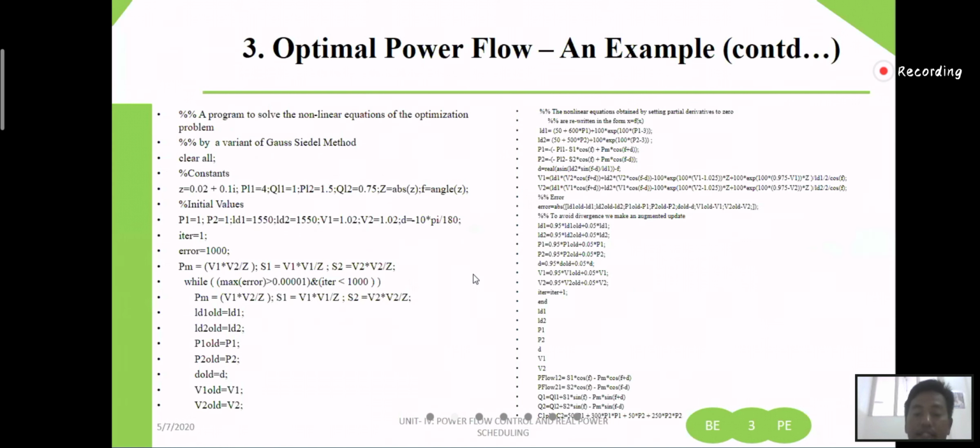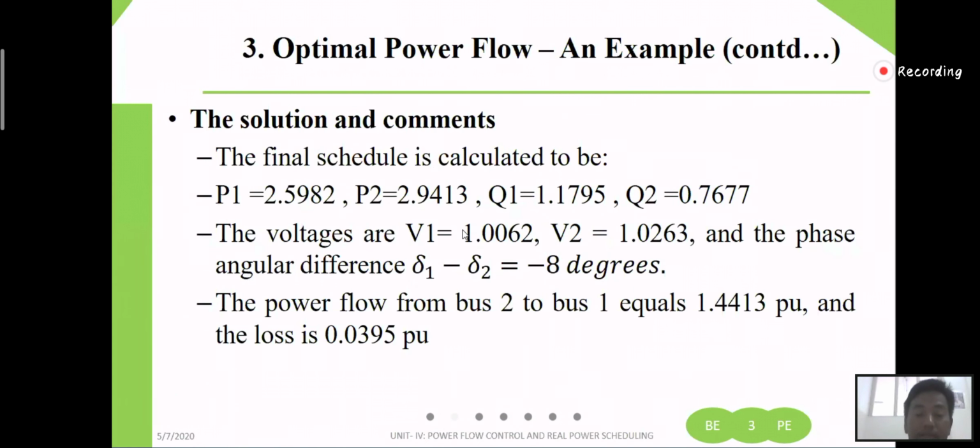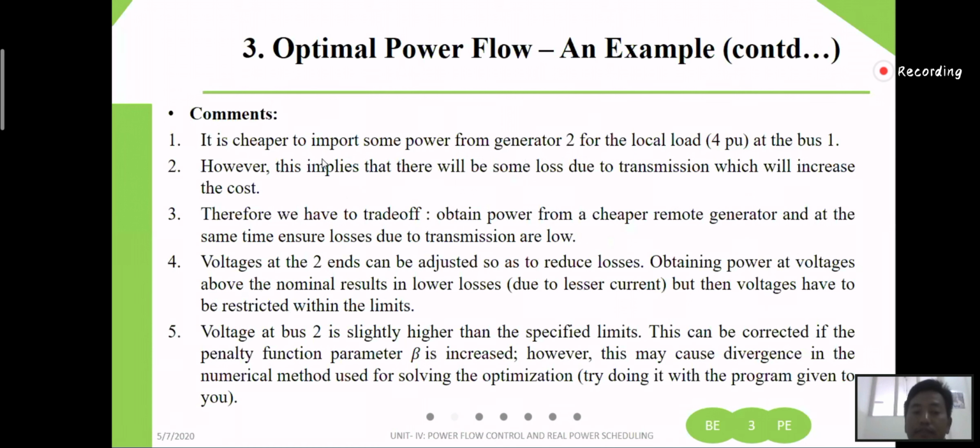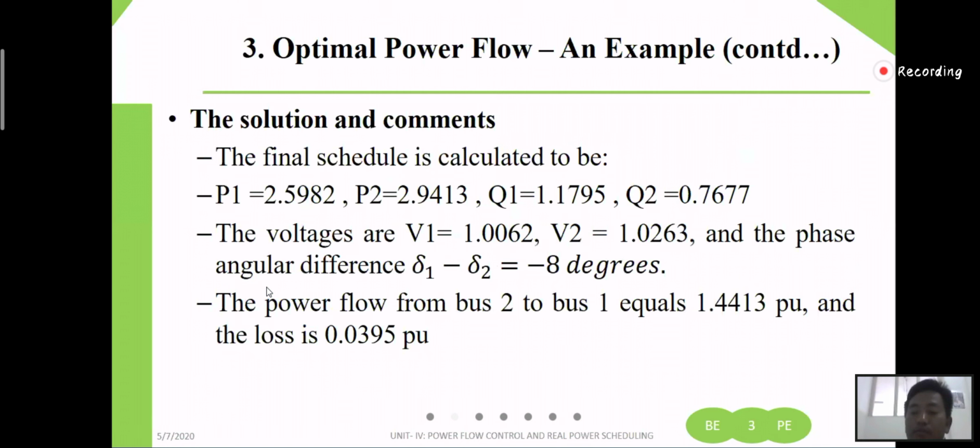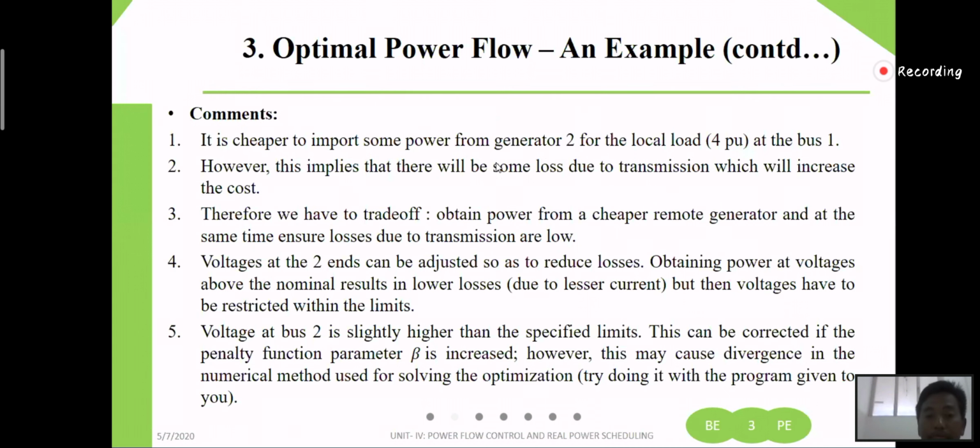So you will get this, and then comment we will see. Okay, this is a solution you will get, and then this solution we have to interpret, how to interpret or comment. So now it is cheaper to import some power from generator 2 for local load, 4 per unit at the bus 1. So if local load is 4 per unit, then it will be cheaper for us to import power from generator 2.